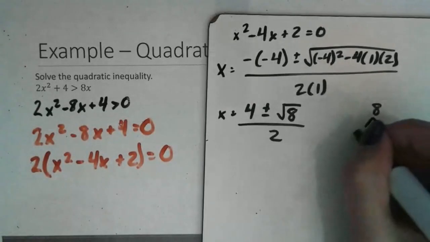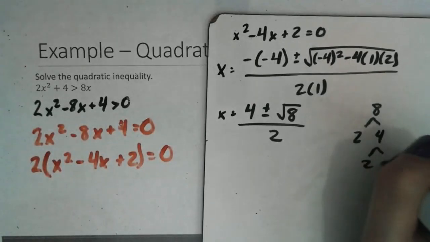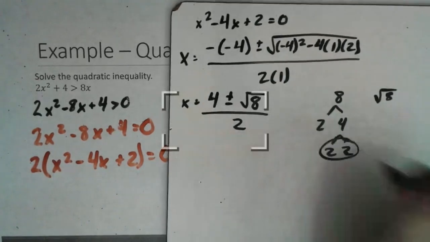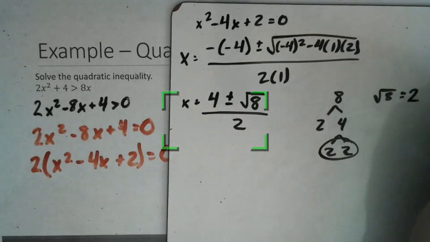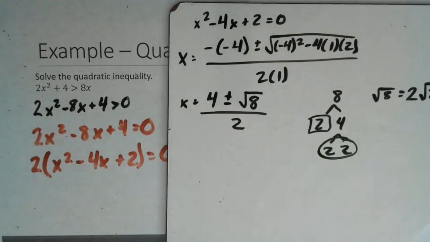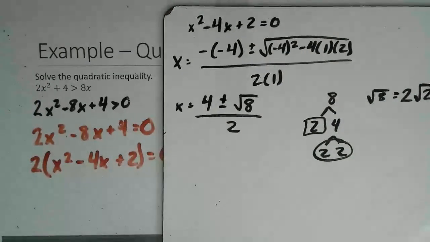8 breaks down into 2 times 4. 4 breaks down into 2 times 2. So that means our square root of 8, we have a pair of 2s, so a 2 can come out. 1 left over, 2 will stay under the radical. So we can write the square root of 8 as 2 times the square root of 2.